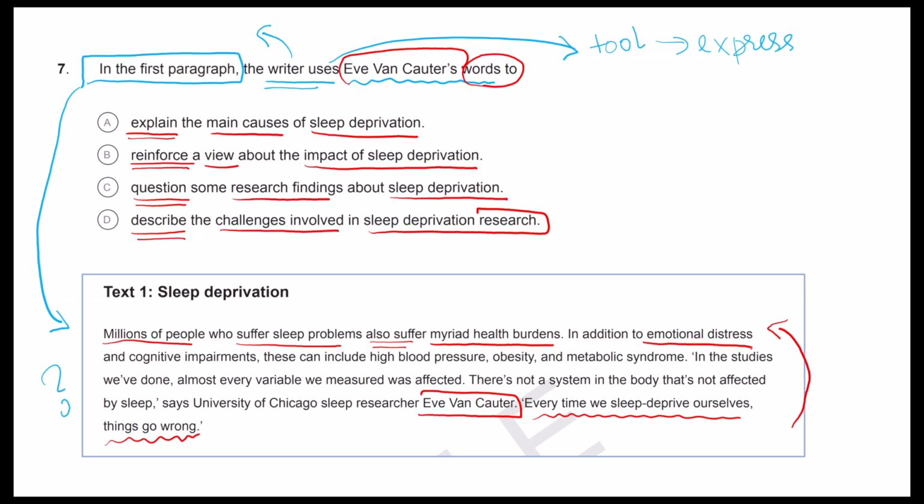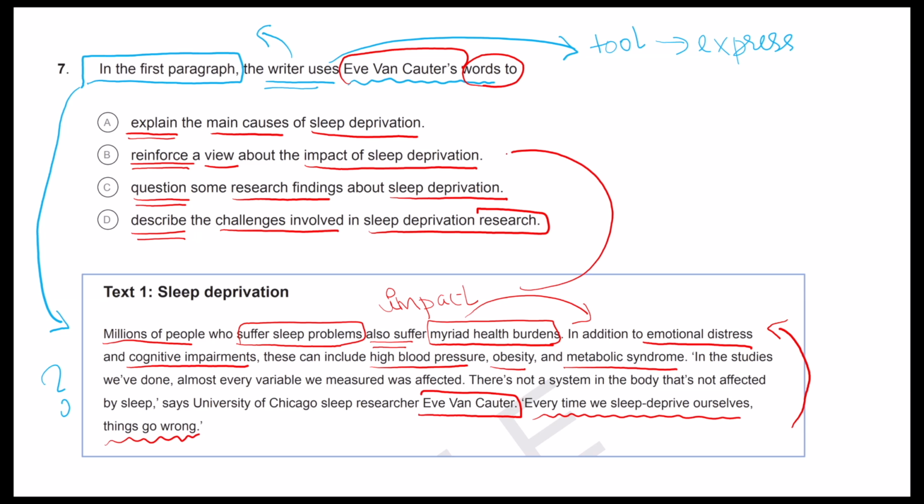Emotional distress, cognitive impairments, high blood pressure, obesity, metabolic syndrome. So basically, people who suffer from sleep problems, who are deprived of sleep, also have health problems. So basically, the items given in the list are actually the impact, right? Impact. So we know that the impact is mentioned here in option B. Now you can see there is a quote given here.